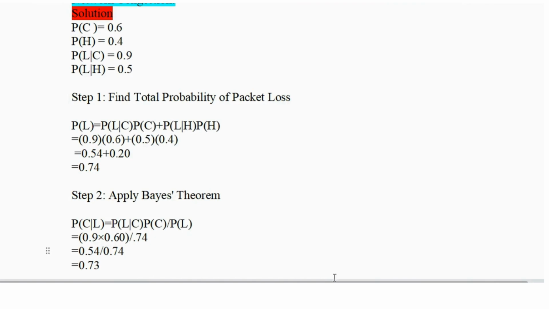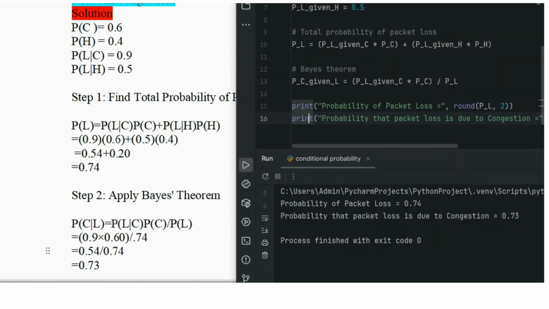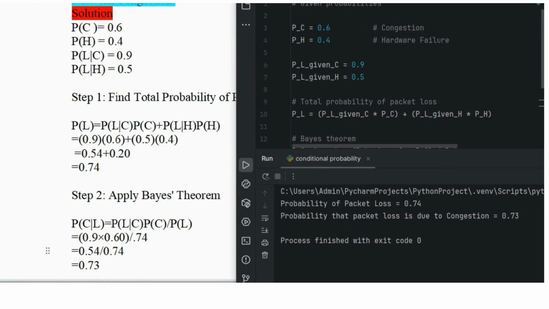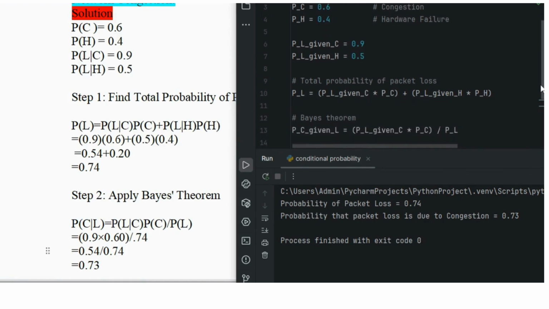Okay, so if we are solving this in terms of Python code, what you have to do is just give whatever we have predefined. So we have given P of C equal to 0.6, P of H equal to 0.4, P of L given C is 0.9, probability of L given H is 0.5. Then probability of L, that is your total probability, you define as P of L given C times P of C plus P of L given H times P of H. So the equation should be typed.